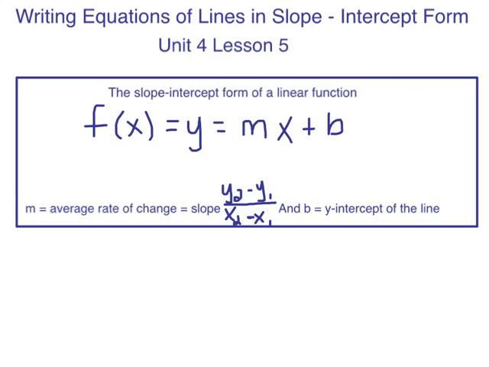That can be used interchangeably when we're talking about functions. Don't forget that my m is my average rate of change, or my slope. The formula is y2 minus y1 over x2 minus x1. And b equals my y-intercept of the line, where I'm going to begin when I start graphing. Those are all things that really need to be hammered home in order to fully understand this topic today.